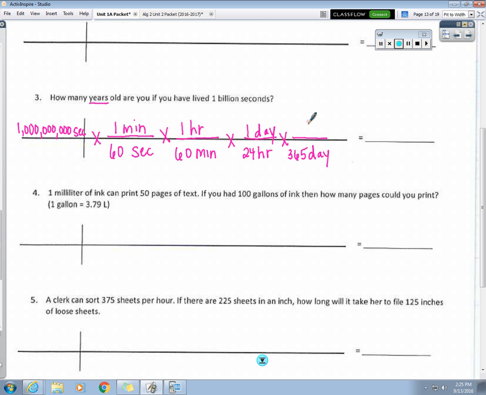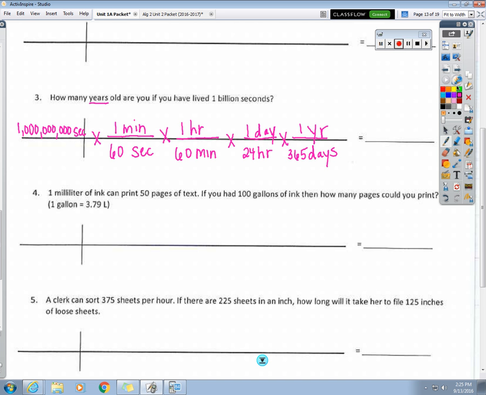Right. You could, but then you'd have to do 52 weeks in a year if you did it like that. So yeah, if you did 7 days in 1 week, then you'd have to do 52 weeks in 1 year, and you'd get the same answer. Okay, so 365 days in 1 year. Now we have made it to the unit that we want to be in, years. So all of these cancel each other out.